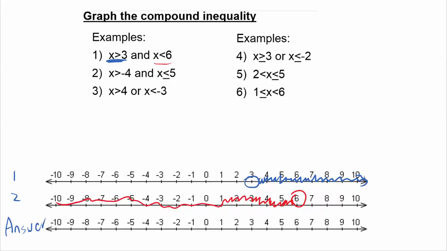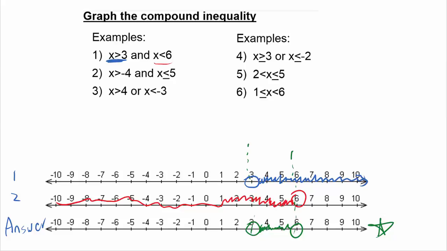Now, since this is an AND problem, we're looking to see where the two graphs overlap. And if you look here, everywhere between 3, not including 3, and 6, not including 6, is where the two graphs overlap. So that would be our final answer there. Any number between 3 and 6, not including 3 and 6. So this would be the shaded final number line for that first problem.